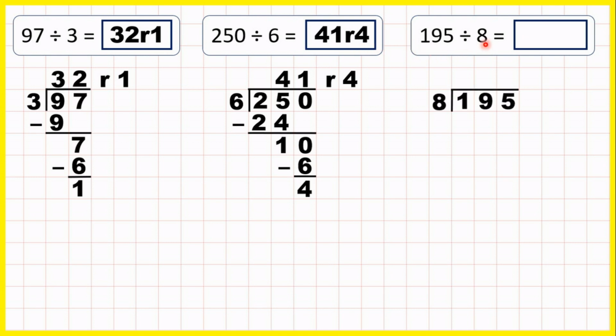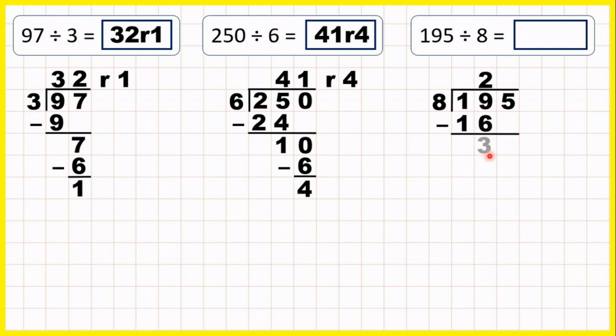195 divided by 8. Again, the first digit is less than the divisor, so we can take the first 2 digits together and divide 19 by 8. The closest number to 19 that's in the 8 times table but is still less than 19 is 16. And that's 2 times 8 is 16, so we write 2 in our answer line. Now we subtract and bring down.